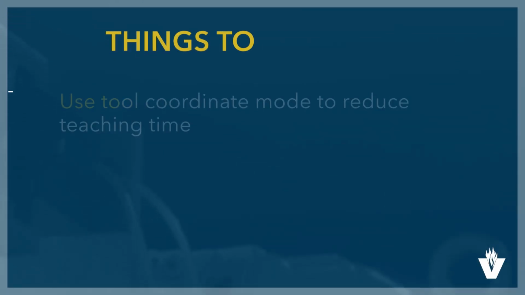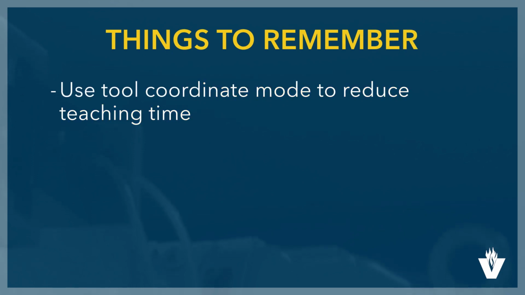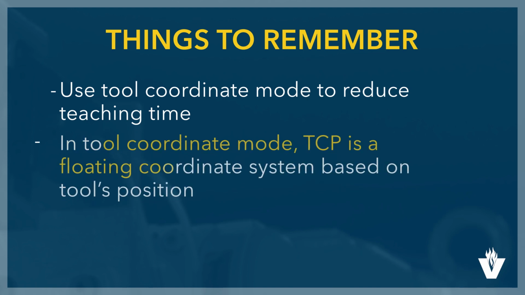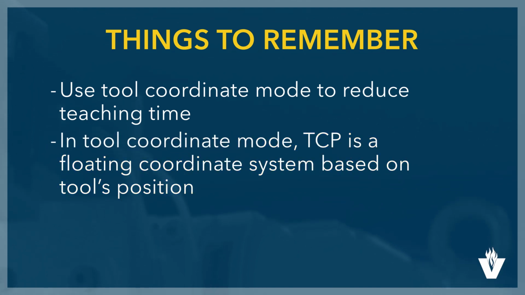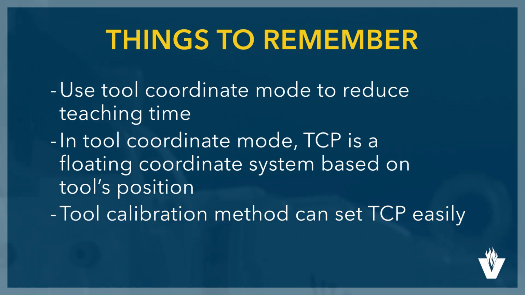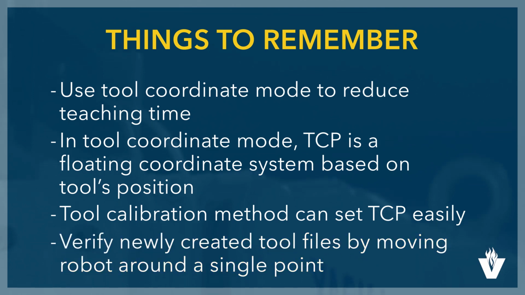In closing, here are a few things to remember. Using the robot's proper coordinate system will reduce the time needed to teach the robot's motion. While in tool coordinate, the robot's TCP is a floating coordinate system that will change with the position of the tool. The programmer can easily set the tool center point by using the tool calibration method. After the tool center point is set up, test the tool by manually moving the robot's minor axes to verify minimal movement from the center of the tool.